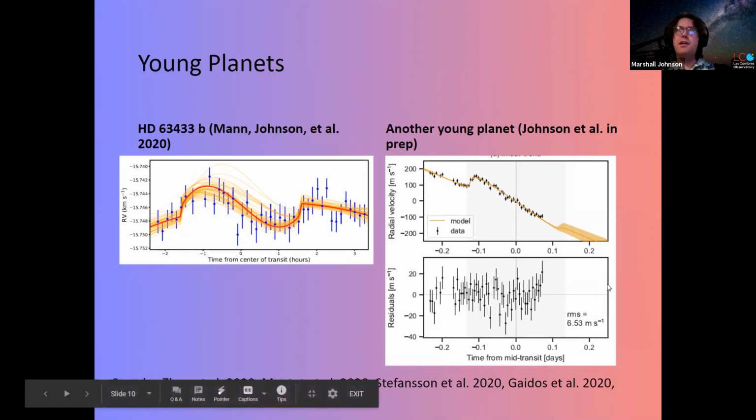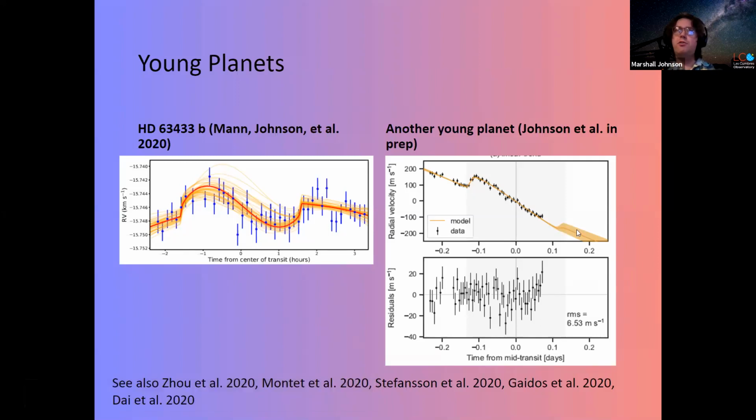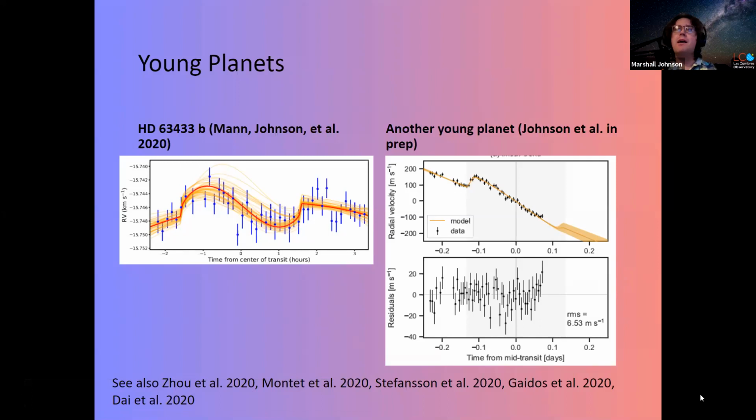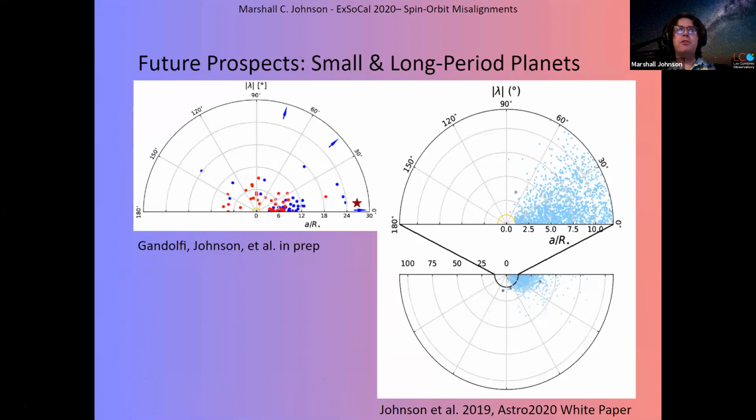And then here's another young planet that I observed, in prep. We couldn't get a full transit, but this also indicates that this planet is prograde, which is true for all of these other planets that have been published in the last year or so. Although one caveat here is that these are all much smaller planets than the hot Jupiters that I was talking about earlier.